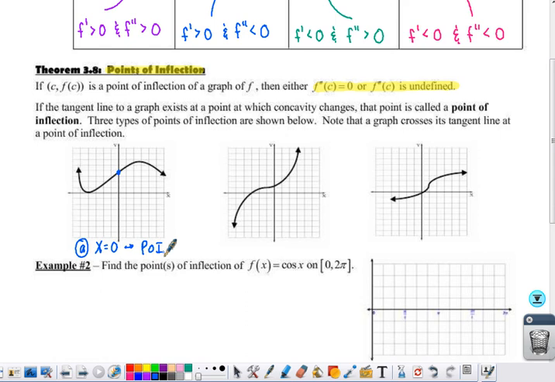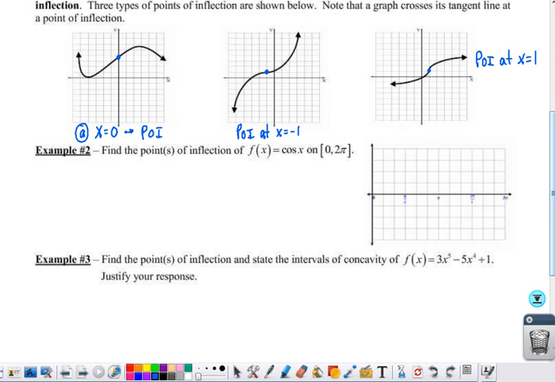So if you look at the second graph, see where the x value is, where you're changing from concave down to concave up, and that looks to be at x equals -1. So you can say a POI, which is point of inflection, at x equals -1. And then the last one looks like there's a point of inflection at x equals 1. All right, so that's how you would find it graphically.